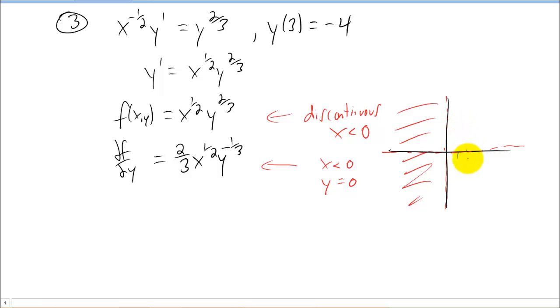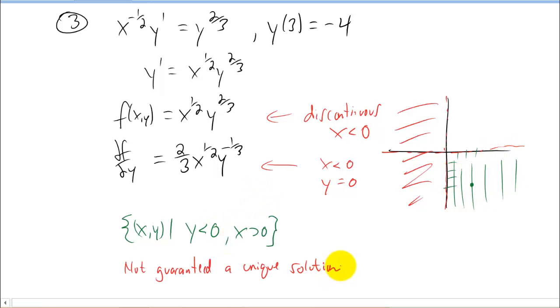Throw your initial condition onto the graph. Draw the largest rectangle that you possibly can without touching any of the discontinuities, and we are guaranteed a unique solution to this initial value problem, at least in this region right here. We're going to use appropriate notation here. This is a set of all x and y values, such that it looks like y is less than 0, and x is greater than 0.